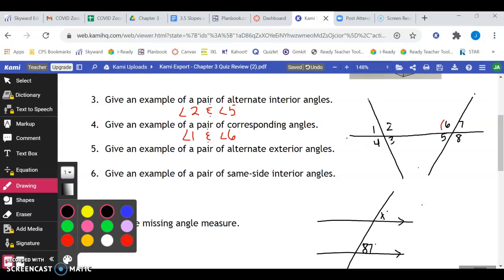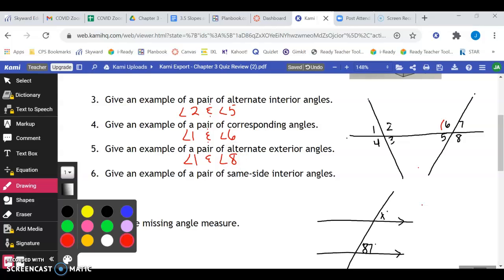All right, and then give an example of a pair of alternate exterior angles. Alternate exterior is on opposite sides of the transversal, but on the outside of the other 2 lines. So if I started with angle 1, I would have to say angle 8 because it's on the opposite side of that transversal and it's on the outside as well. So angle 1 and angle 8. I could have picked 4 and 7 as well.